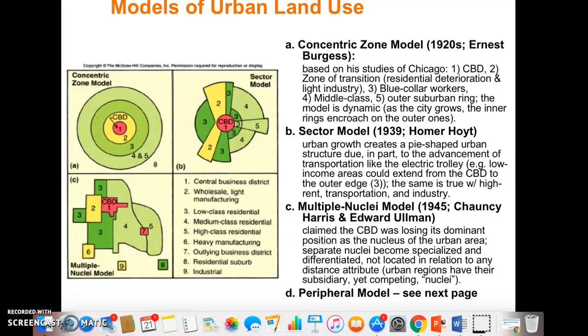The other urban model, the sector model, was also based on Chicago, but almost 20 years later. And what you can see is that it's shaped a little differently. You've got this high income area here, and if you've ever been to Chicago, you would know that coming up from the downtown area, you do have some very expensive homes, very expensive condos, and high-rise buildings.